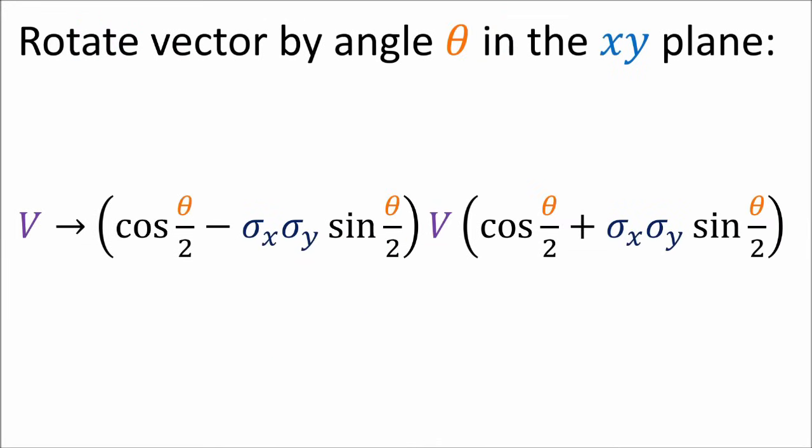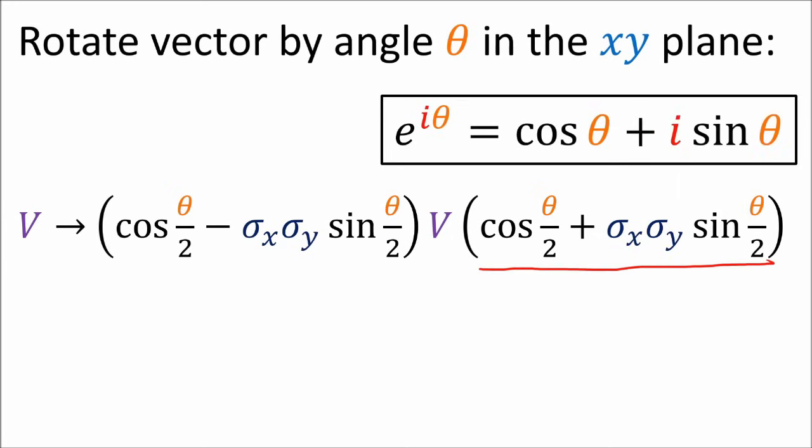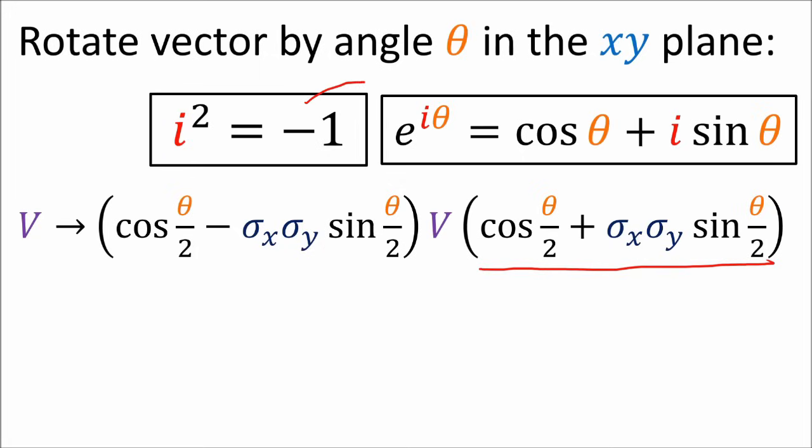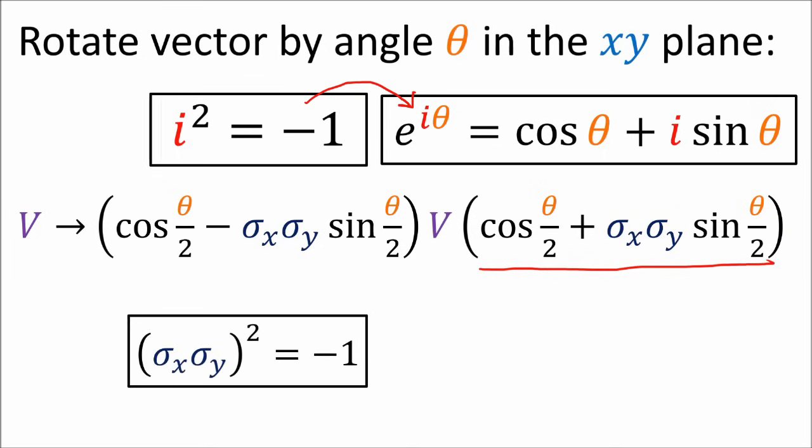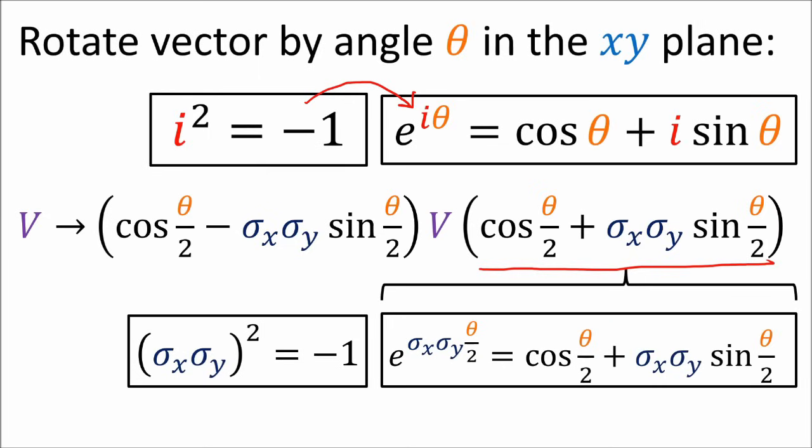Now, let's look back at our formula for rotating in the XY plane. This expression here has a lot in common with Euler's formula, which says that e to the I times an angle equals cosine plus I times sine. The reason that this is true is due to the fact that I squares to -1. It turns out that sigma x times sigma y also squares to -1. So these formulas are very similar, and it turns out that we can write this expression as e to the sigma x sigma y theta over 2.